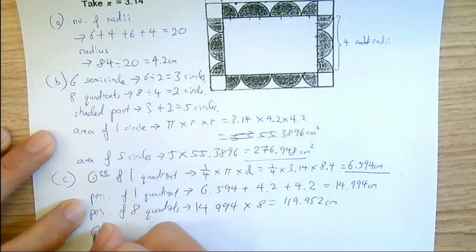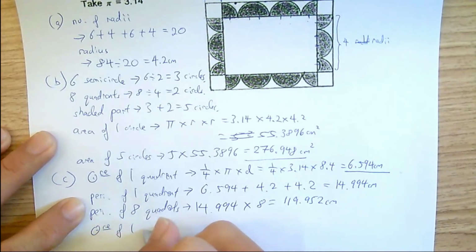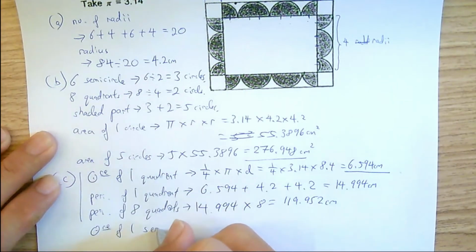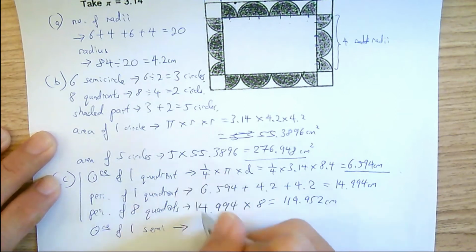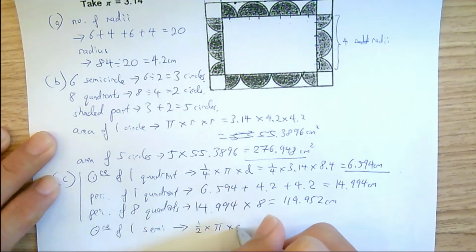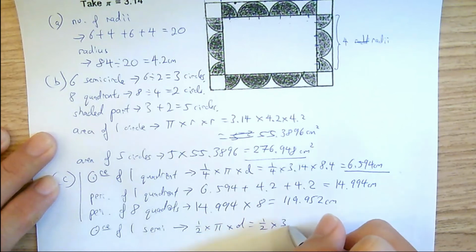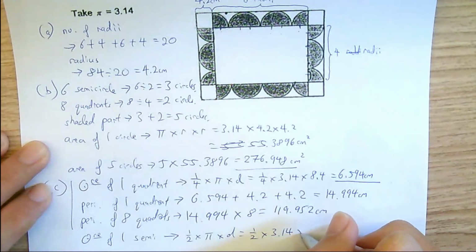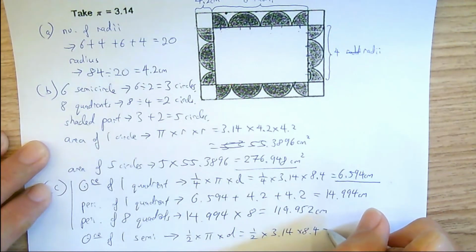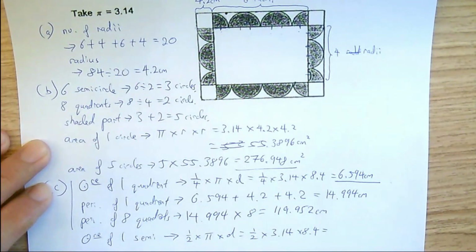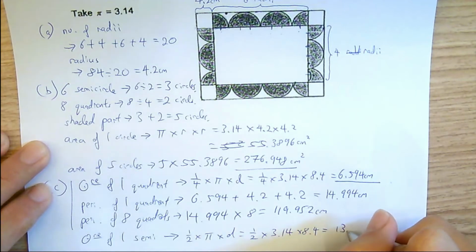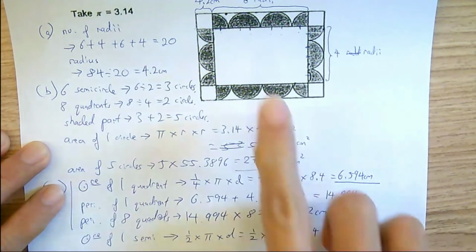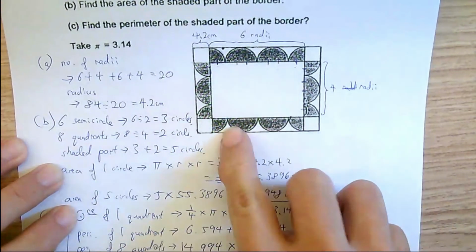So the circumference of one semicircle, I have to repeat this step. The circumference of a semicircle would be, instead of 1/4, half times pi times diameter. So this will be half times 3.14, and the diameter of the semicircle is 2 radii, which is 8.4. So half times 3.14 multiplied by 8.4 will give me 13.188. How many semicircles do we have? We have 1, 2, 3, 4, 5, 6 semicircles.